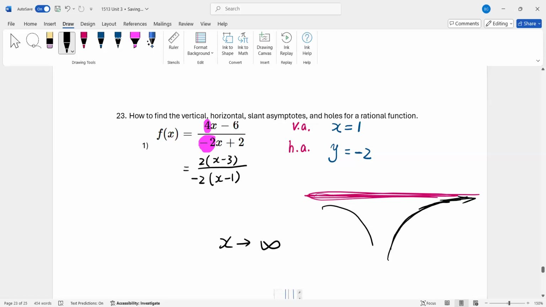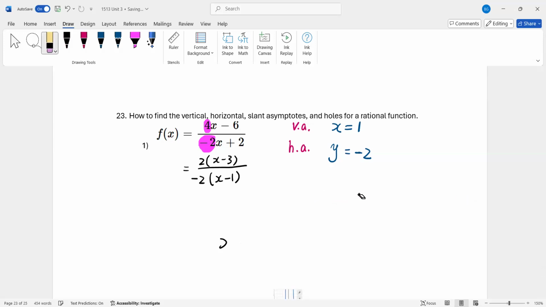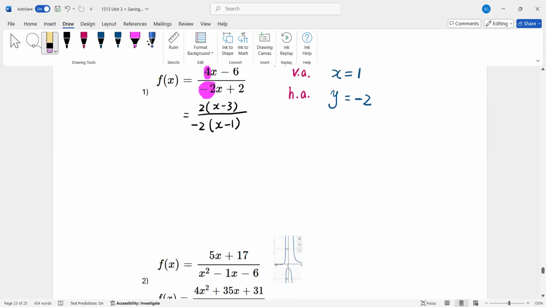Does it make some sense? Yep. Okay. All right. And you have the graphing calculator. You can enter this function in a graphing calculator and it will help you to understand it. So we found a vertical asymptote and a horizontal asymptote for this example. Next one.